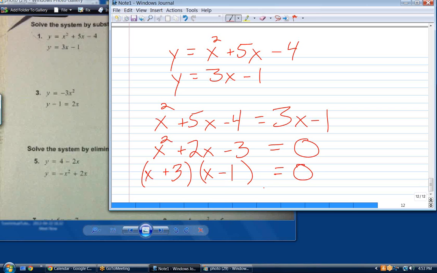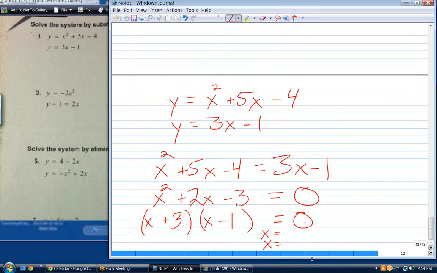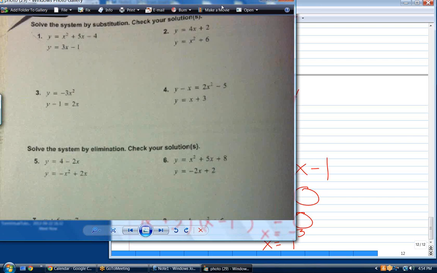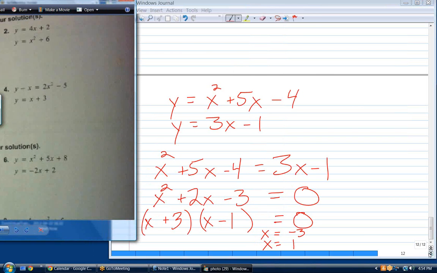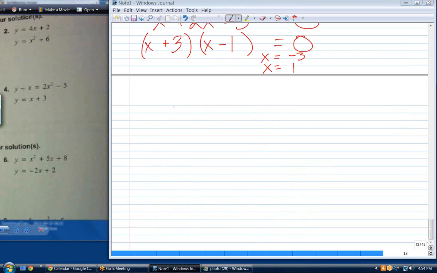So what are my 2 solutions now? x plus 3 equals 0 and x minus 1 equals 0. Okay, that's correct. So x equals, so what? Negative 3 and positive 1. Right. Okay, good. Two is essentially the same thing. So what's the first thing I'm going to do? Since y equals that and y equals this, what am I going to do as my first step? Put 4x plus 2 equals x squared plus 6.